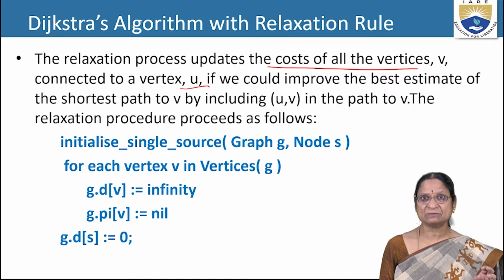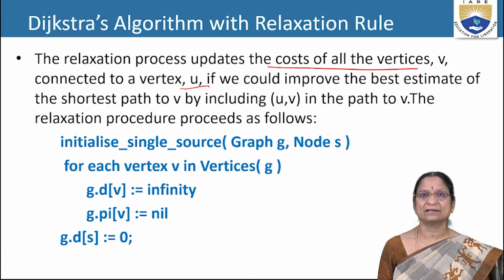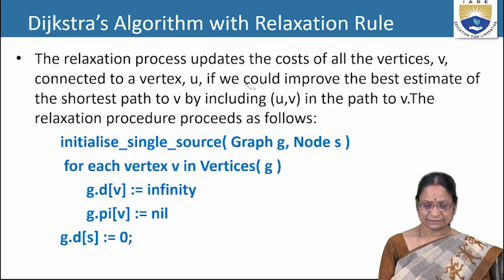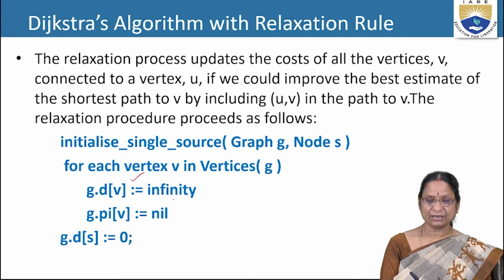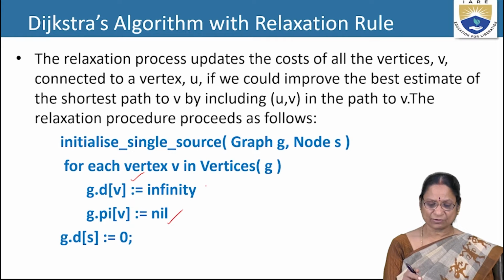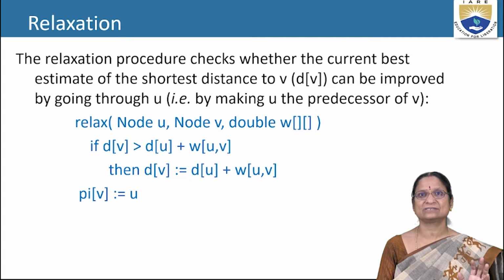How to check the best path? If the shortest distance through U is lesser than the already estimated path, then it can get updated. Through U, the path is actually the best path. So, this is the initialization. Initially all values are infinity, as I just told, and previous are all nil, and the source distance is 0. Source to source is 0, no? So that's why the source distance is 0.